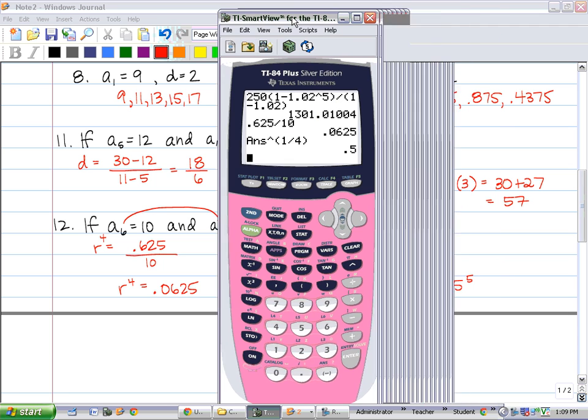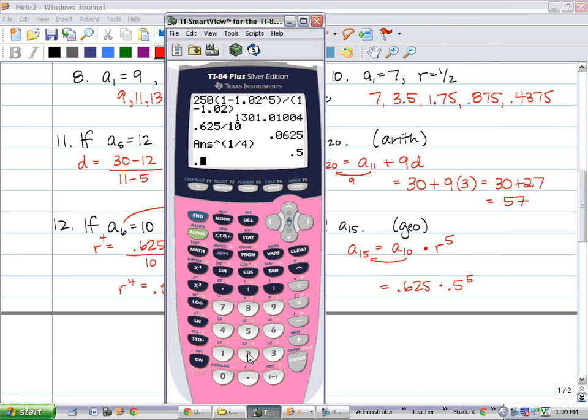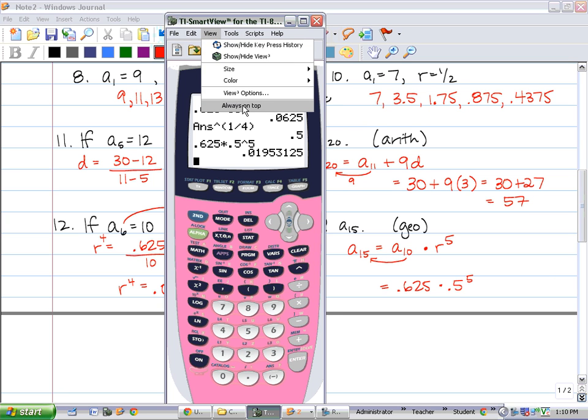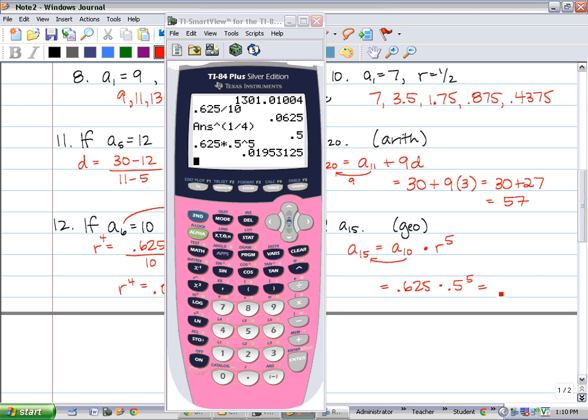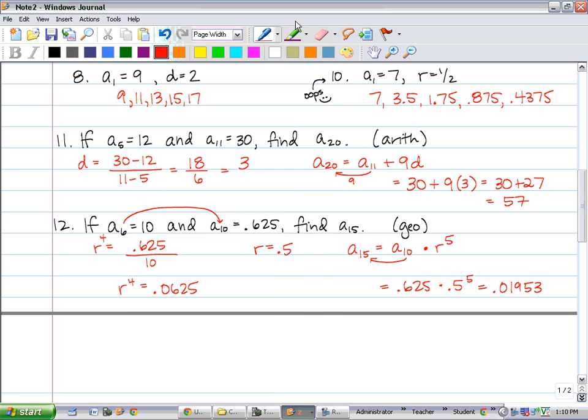Go to my handy dandy calculator. 0.625 times 0.5 to the 5th. And I get that pretty little fraction right there. Oops. Let's do this. So my answer is 0.019, let's go 53 for the 15th term.